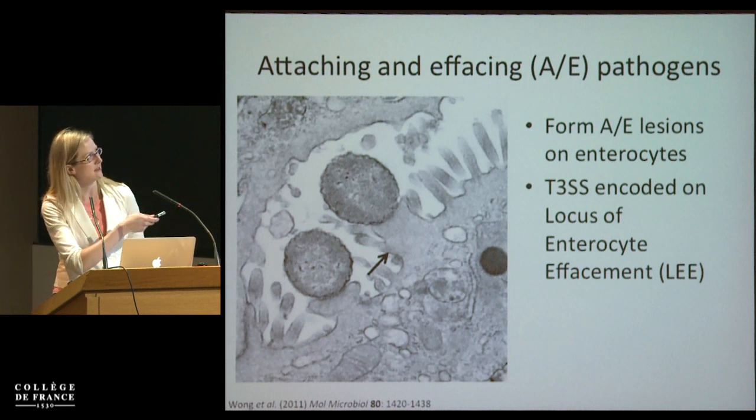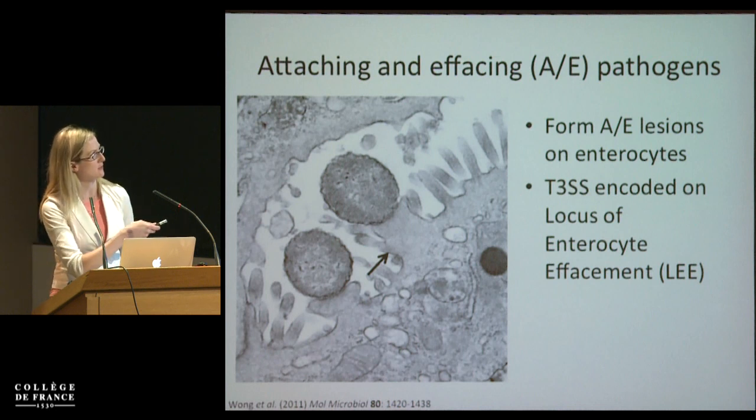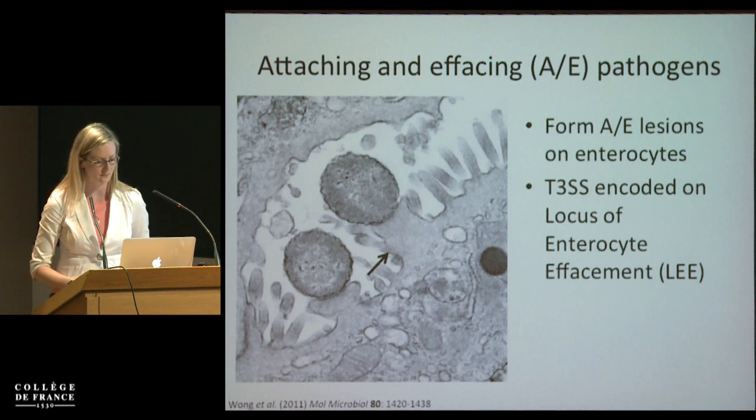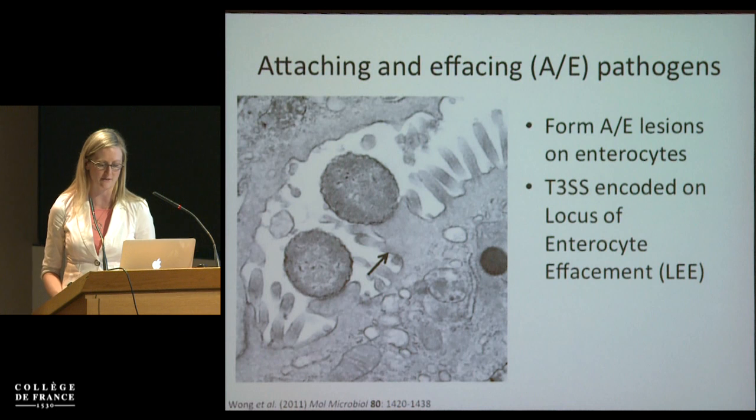So what you see is the effacement, or the destruction of the microvilli, coupled to a close adherence of the pathogen to the host epithelium. And you also get the formation of this actin pedestal structure underneath the bacteria. The ability to make this type of attaching and effacing lesion is due to the pathogens carrying a pathogenicity island called the locus of enterocyte effacement, or the LEE, which encodes a type 3 secretion system and some of the effectors that are needed to cause this type of lesion.